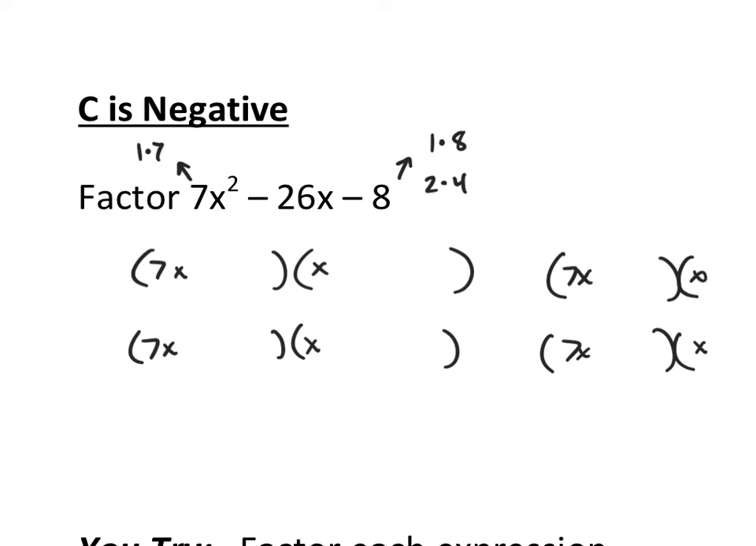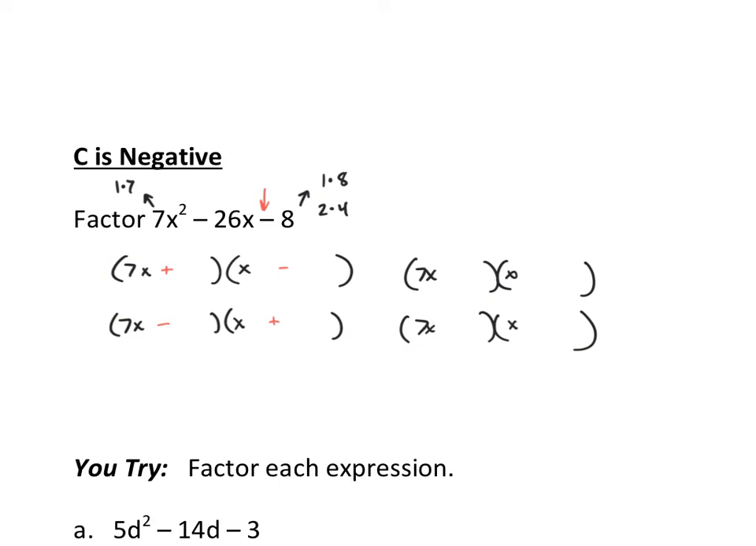And what makes these a little bit more tricky is the fact that it's a negative 8, which means one of them is going to have to be positive and one of them is going to have to be negative. So should it be positive, negative, negative, positive? We don't know yet.